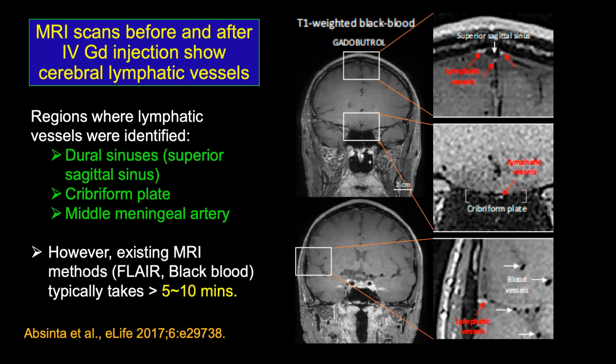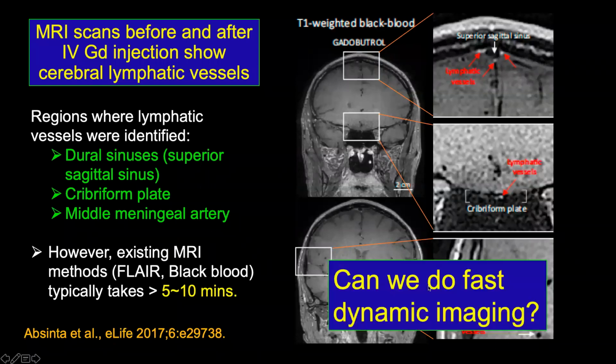However, most studies adopt inversion recovery-based sequences, such as FLAIR and black blood, which usually require relatively long acquisition time, about 5 to 10 minutes, and may have partial volume effect. Visualization of the dynamics of these neural fluids could be one of the important ways to evaluate the lymphatic system. So we want to develop a higher temporal resolution sequence, achieving dynamic imaging of GAD signal changes in the lymphatic vessels.